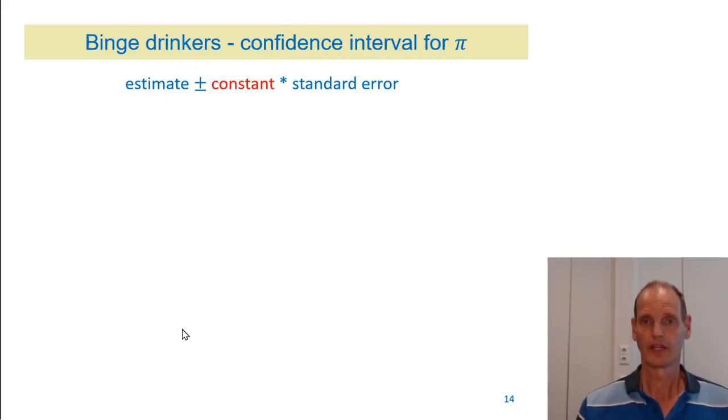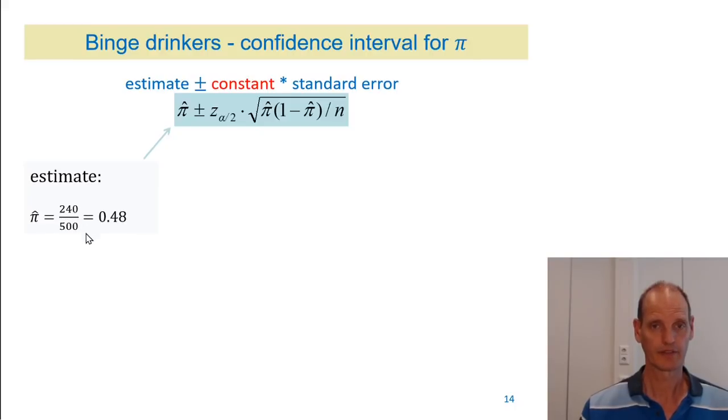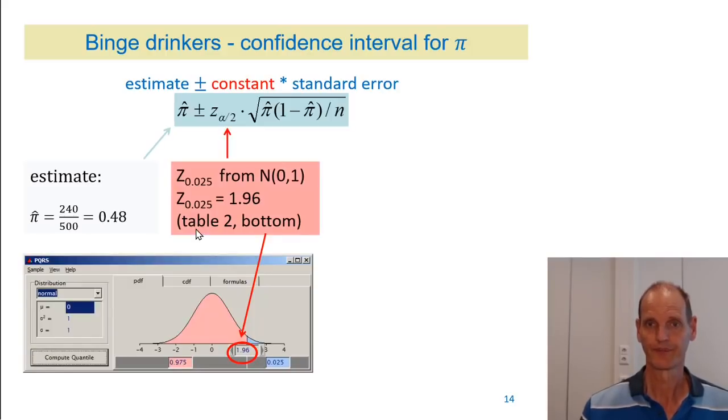The confidence interval has its general structure, estimate plus minus a constant times the standard error, and in this case the estimate and standard error are given by pi hat and the square root of pi hat times 1 minus pi hat over n. So we can use this formula to find the confidence interval limits. The estimate: 240 out of 500 said yes, so our estimate for pi is 0.48.